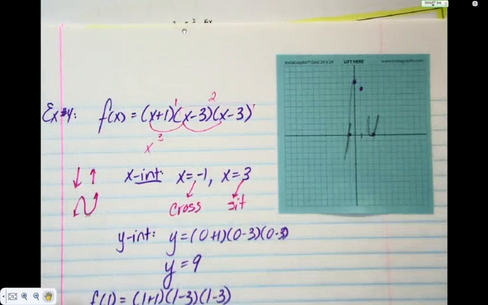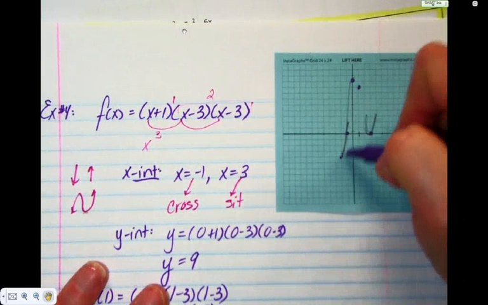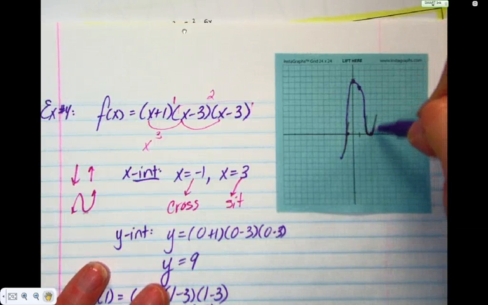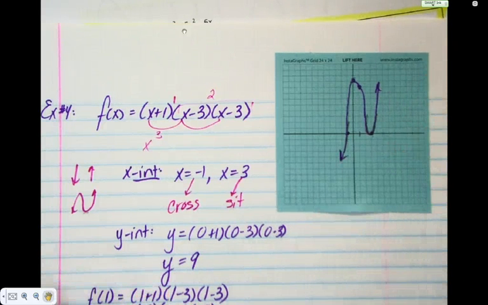Does that give us enough to finish our graph? Okay, so it comes from the left, goes up through 9, down through 8, comes down, bounces off the x-axis, and points back up.